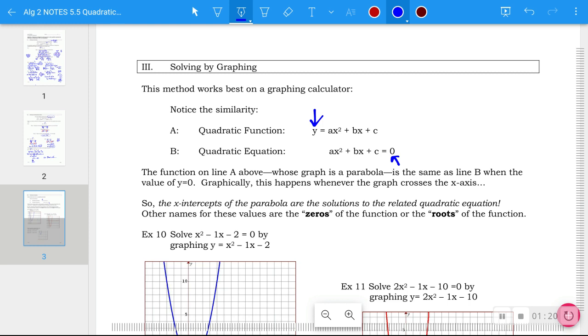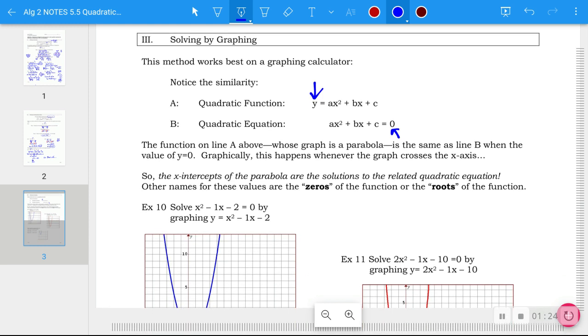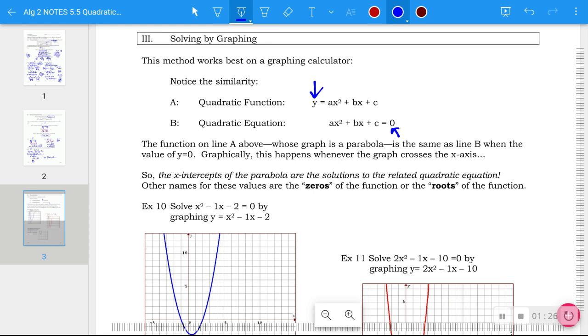Now, since y is a variable, it can be any number you want it to be, depending on the height you're on the graph. But if you were to set the y equal to 0 there, then this function and this equation would be the exact same thing. In other words, if you put a 0 for y, you would end up with a quadratic equation equals 0. So it'd be in standard form.